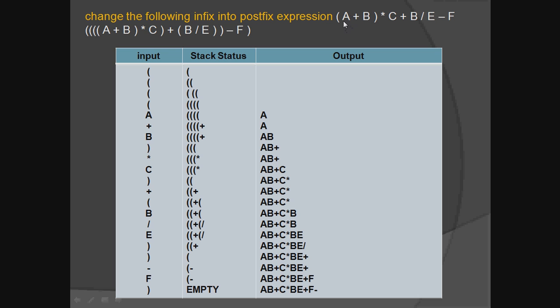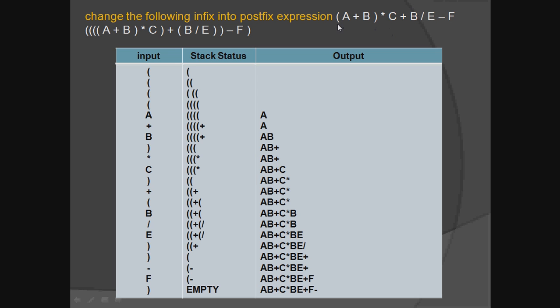the operands and the operators are executed based on the precedence level of the operators. So here the parenthesis has the highest priority, then you have this division, and then you have this multiplication, and then addition, and then subtraction. So subtraction has the lowest precedence level. So in infix expression, the values will be executed based on the operators.